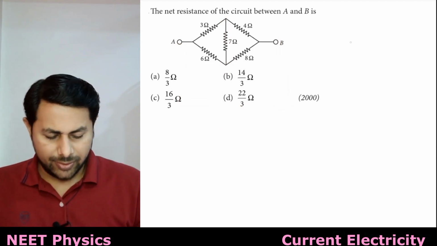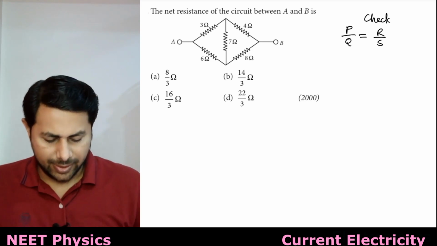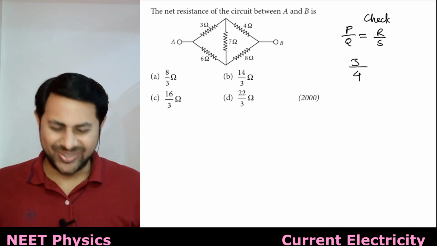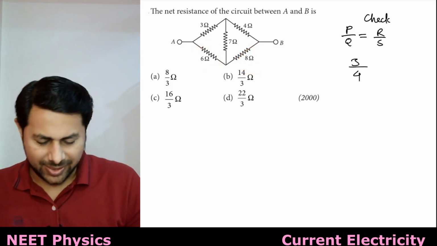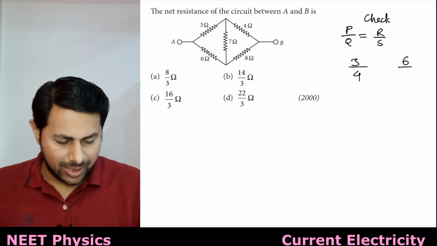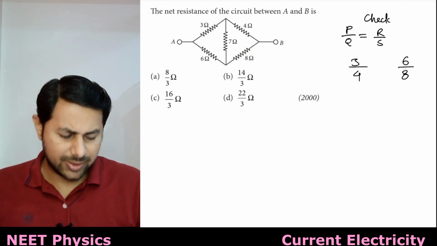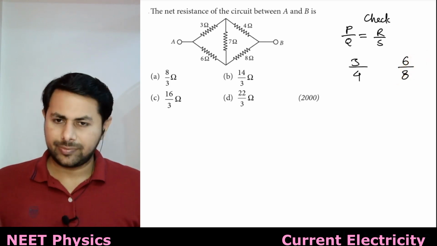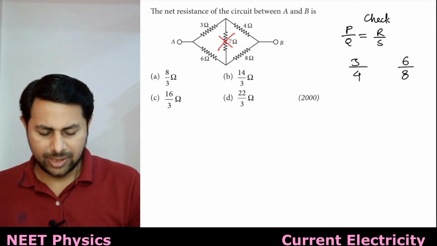Okay, so let's check if P by Q is equal to R by S. What is P? P is 3. What is Q? Q is 4, right? What is R? R is 6. And what is S? S is 8. So P by Q is 3 by 4. R by S is 6 by 8, right? And it is 3 by 4. So it matches, right? Therefore, bridge is balanced. Because the bridge is balanced, this branch is ineffective.